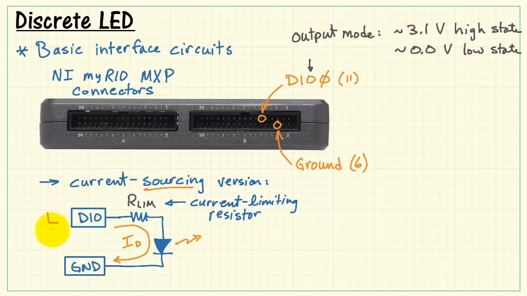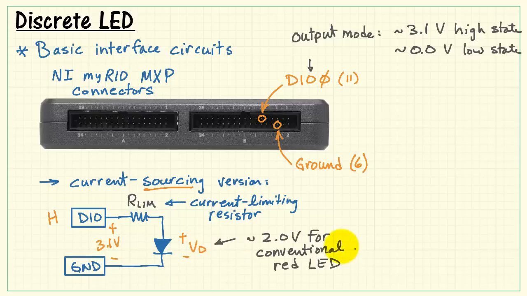If we change the DIO to the low state, there's no impressed voltage across the diode, and the current goes to 0, and the LED shuts off. Let's put that back into the high state again. And we discussed earlier that we have a voltage roughly about 3.1 volts appearing between the DIO and ground. Now, as I mentioned earlier, the diode has approximately constant voltage called VD. It's roughly 2 volts for a conventional red LED.